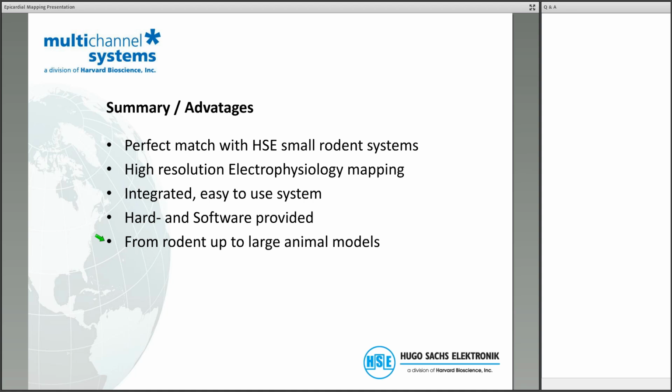It is possible if you have a very nice site, a very good contact, if you're close to the sinoatrial node, but usually if it's just to control the beating rate of the heart, you do have an integrated stimulating electrode in the Hugo Sachs setup already, and that would be my first choice.